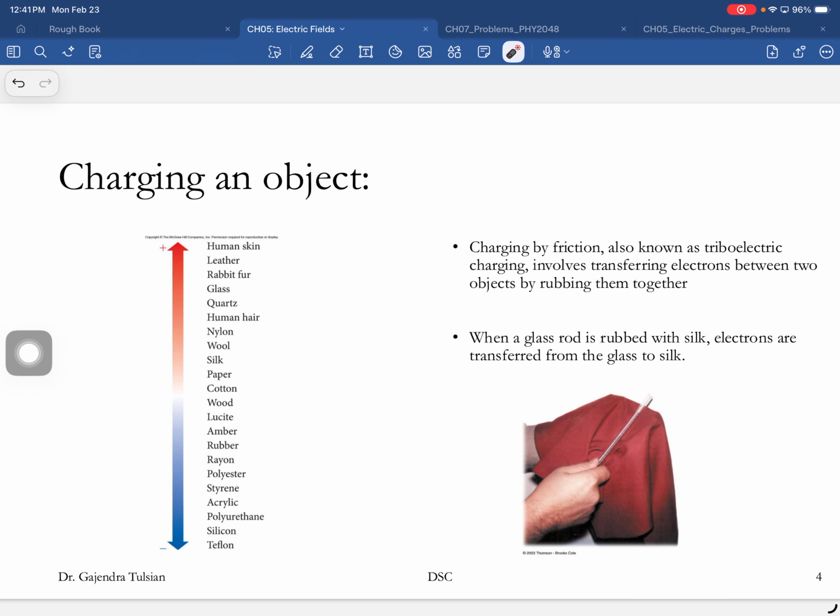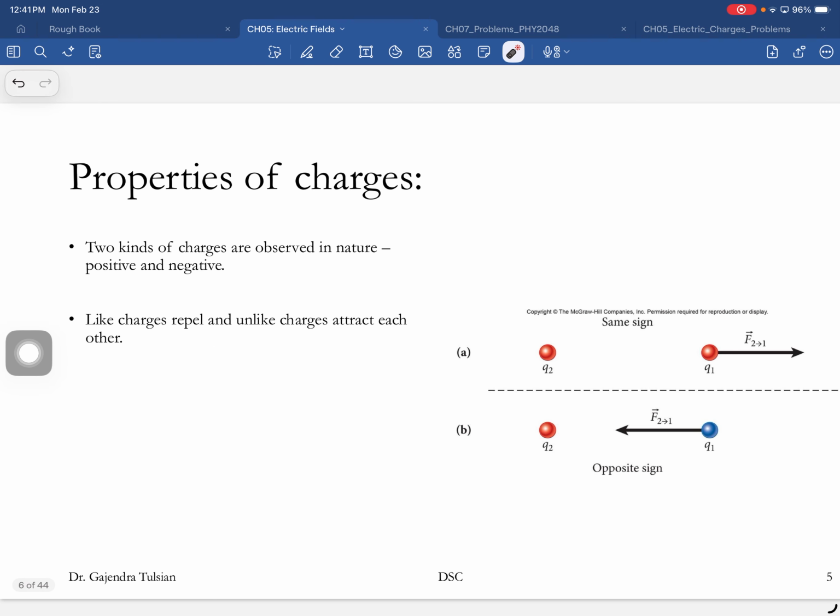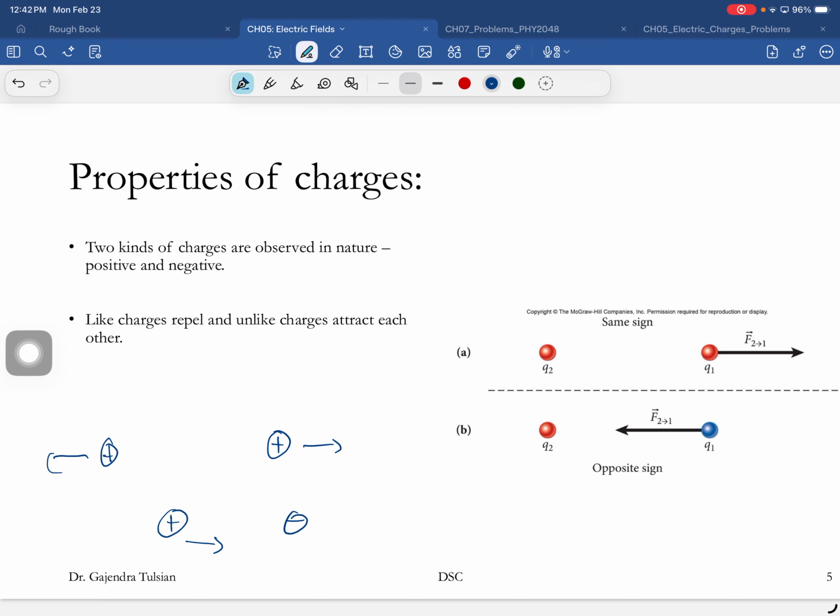If you take a glass rod and rub it against silk, the glass will give up electrons and silk will absorb electrons. The further apart they are in the list, the more dramatic the effect. Like charges repel each other and unlike charges attract each other. So two positive charges will repel each other, and unlike charges will attract each other.